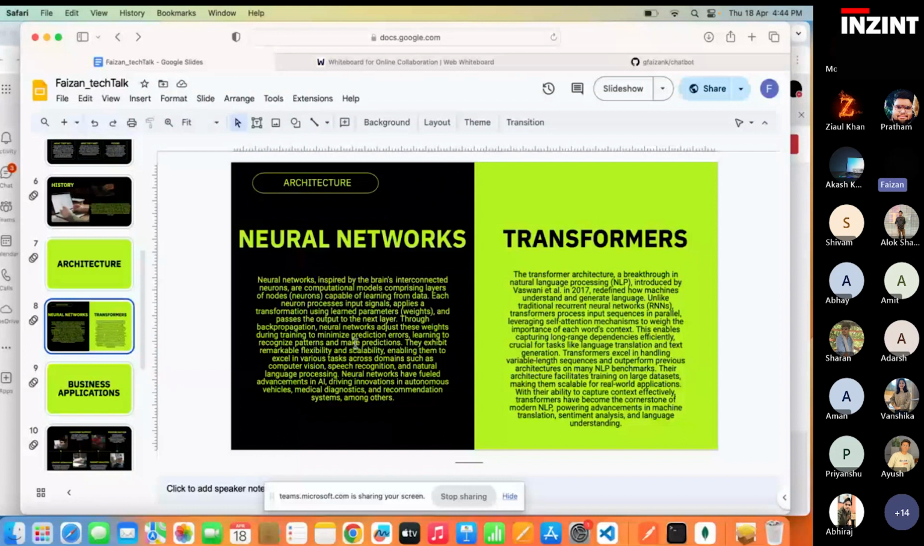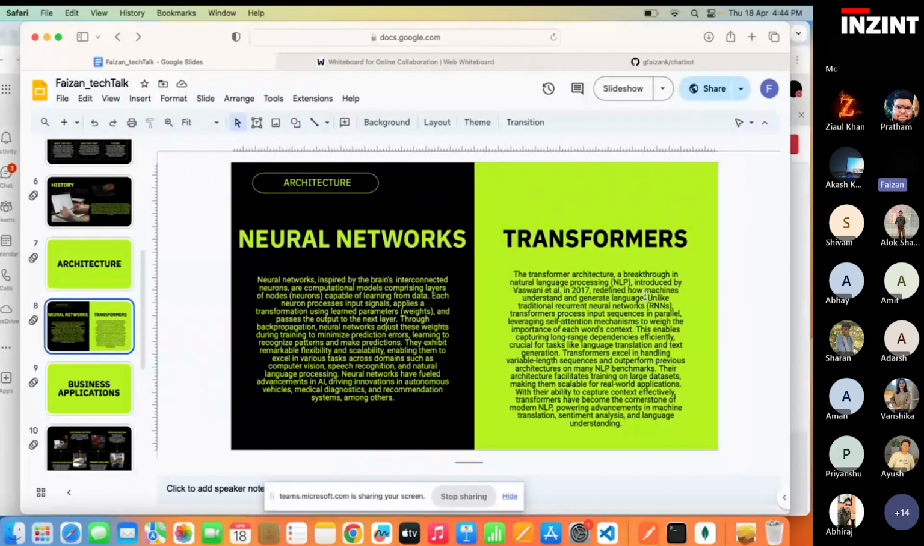Okay. Moving forward, transformers. The transformer architecture is a breakthrough in natural language processing, and it was introduced by Vaswani et al. in 2017. Transformers are basically like the child of neural networks. It is based upon neural networks only, but it is an improved version of it. Vaswani redefined how machines understand and generate language. Exactly, this is also one of the major forces powering strong models like GPT-4 and GPT-3.5. All of these are transformers.